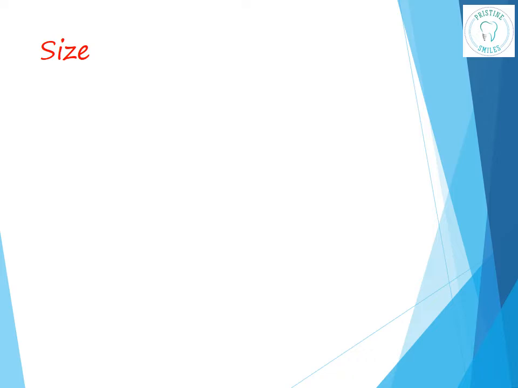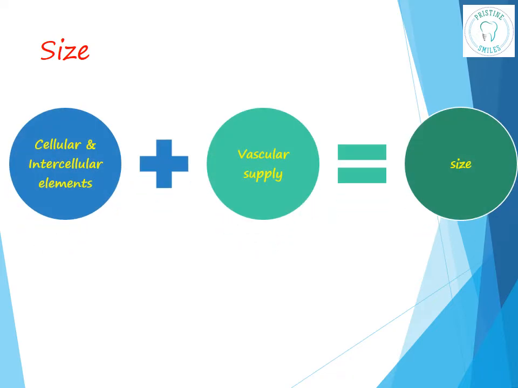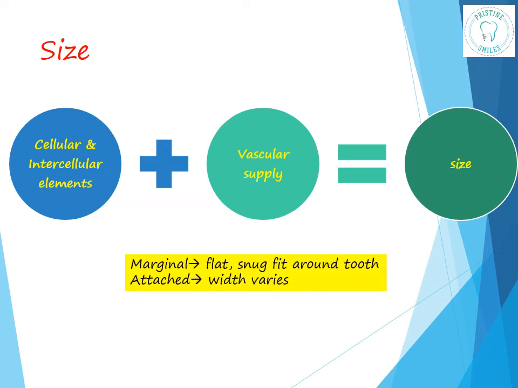Size refers to the sum total of cellular and intercellular elements and their vascular supply. Any alteration in the size, like say if there is enlargement, is an indication of gingival disease. The marginal gingiva should be flat, snugly fit around the tooth, whereas the attached gingiva, the width varies. It is maximum in the incisor region and minimum in the first premolar area.